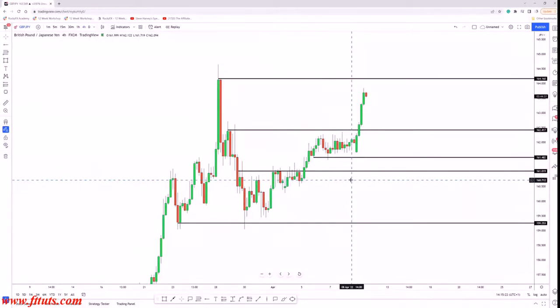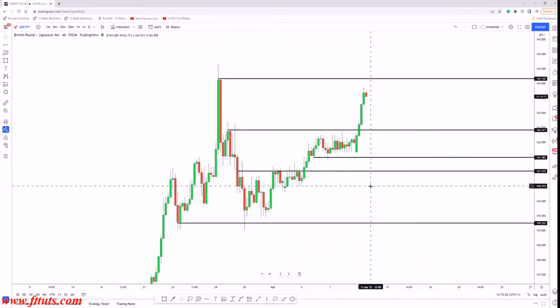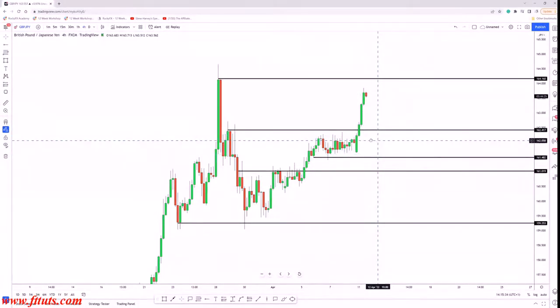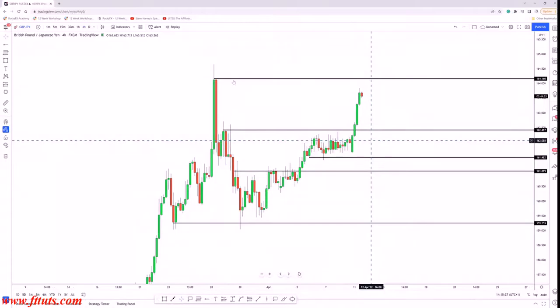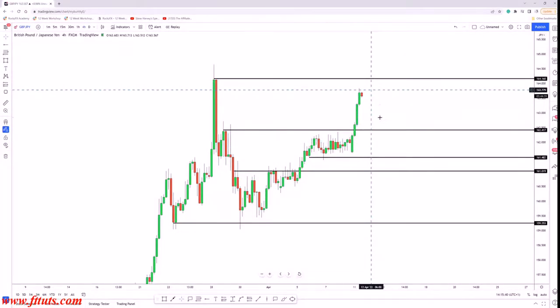What we're looking for here is a break of 162.41 to indicate that bullish sentiment. And as long as we stay above 161.48, then we're good to go. If we get that break, then we expect targets to get to 164. I doubt price will go any higher because this is the recent high that was put in around the 28th of March, and I do think we might have a reversal around this area.